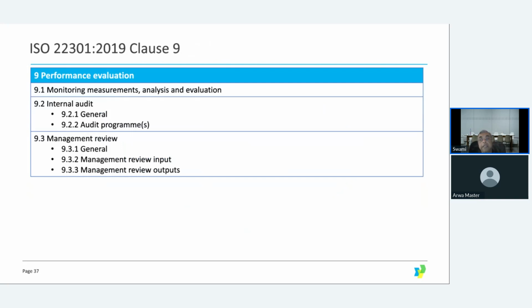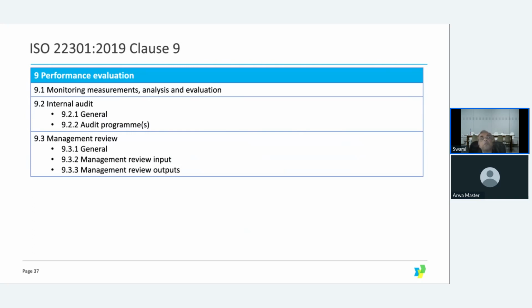The next one is clause 9, which will be on performance evaluation. You plan certain things and you implement, but is it enough you plan and implement and leave it? No, it is not possible. It is not enough. You have to do a periodical checking and periodical evaluation of the metrics and measurements that you are collecting as part of the implementation.